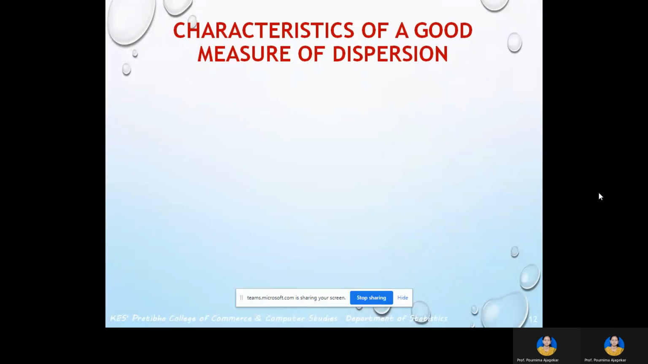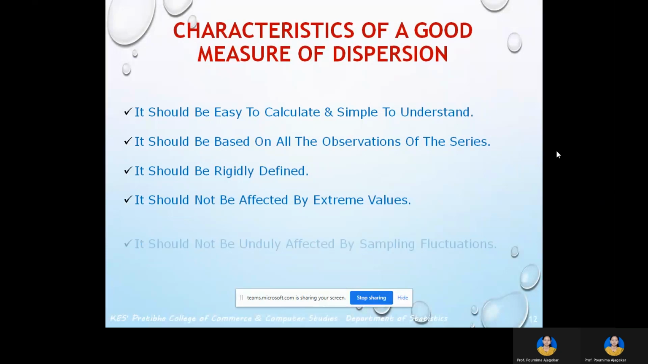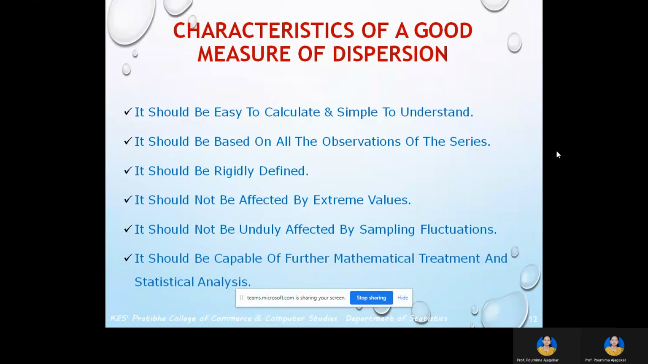Now there are different types of measures of dispersion available. So which one is good amongst them will be studied by considering some characteristics of the measures of dispersion. So here we will see the characteristics of a good measure of dispersion. It should be easy to calculate and simple to understand. It should be based on all the observations of the series. It should be rigidly defined. It should not be affected by extreme values. It should not be unduly affected by sampling fluctuations. It should be capable of further mathematical treatment and statistical analysis.